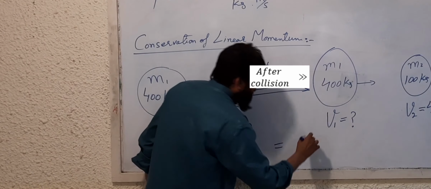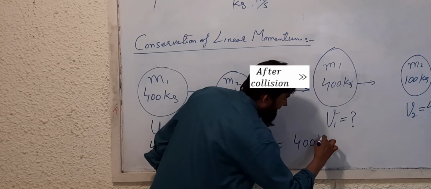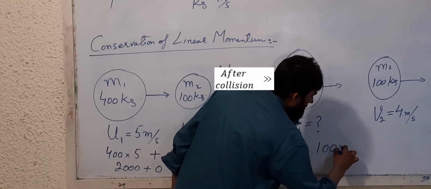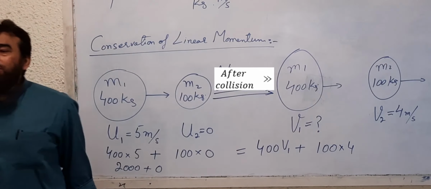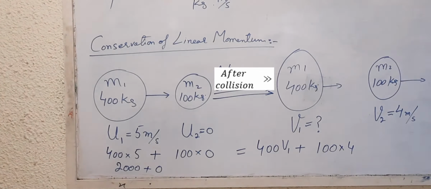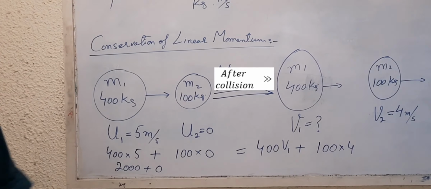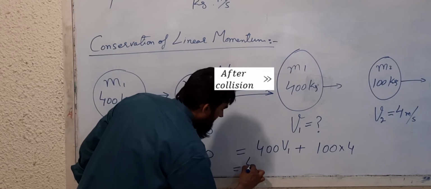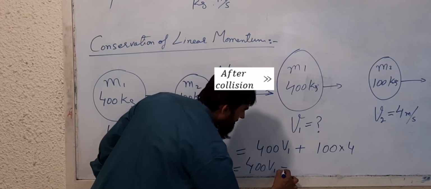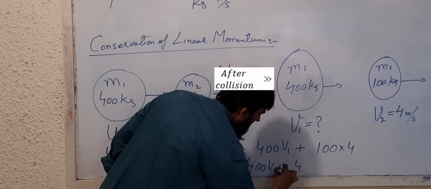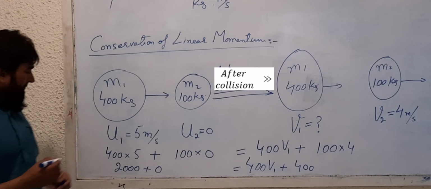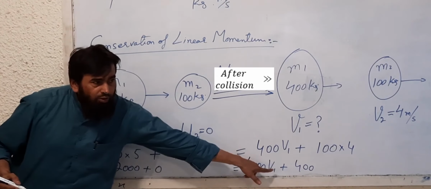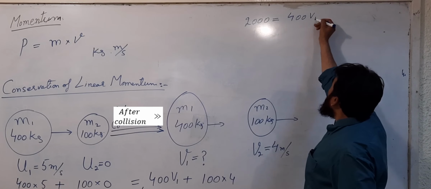v1 into 400, meaning 400 v1, plus 100 into 4, because the velocity of this body becomes 4 meter per second after the collision, as these values are given. This will be equal to 400 v1 is equal to 400, sorry, plus 400. Okay, this is the momentum before collision, this is the momentum after collision. Now let us solve this.